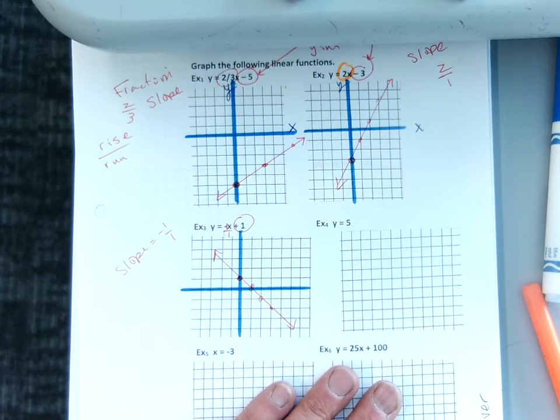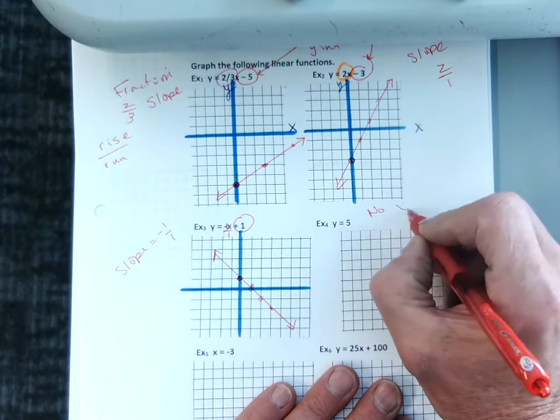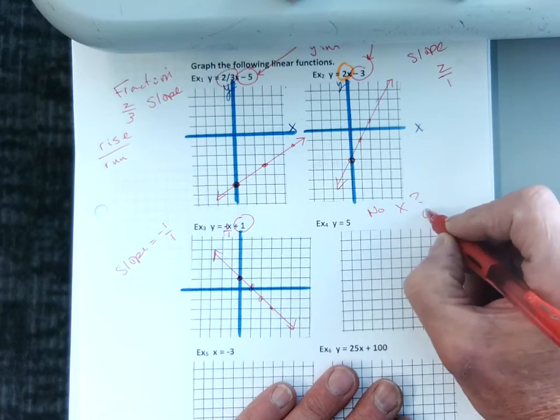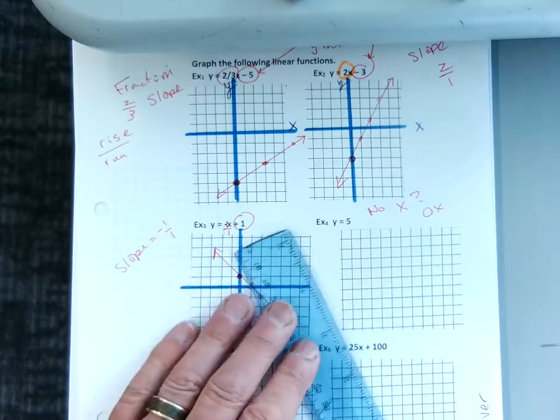Okay, number 4. There's no x. Well, it's like a 0x. So y equals 5 looks like this. I'm going to help you with this one.